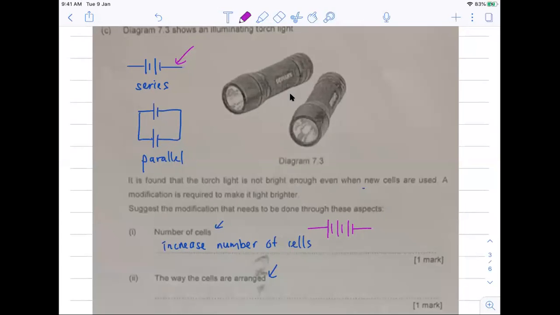So let's say every battery is 1 volt. So if in series 2 battery, we'll get 2 volt. And if we have 3 battery, we get 3 volt. So if we have higher voltage, the brightness will be higher. And also the way the cells are being arranged. Basically, they're asking us whether series is better or parallel is better.